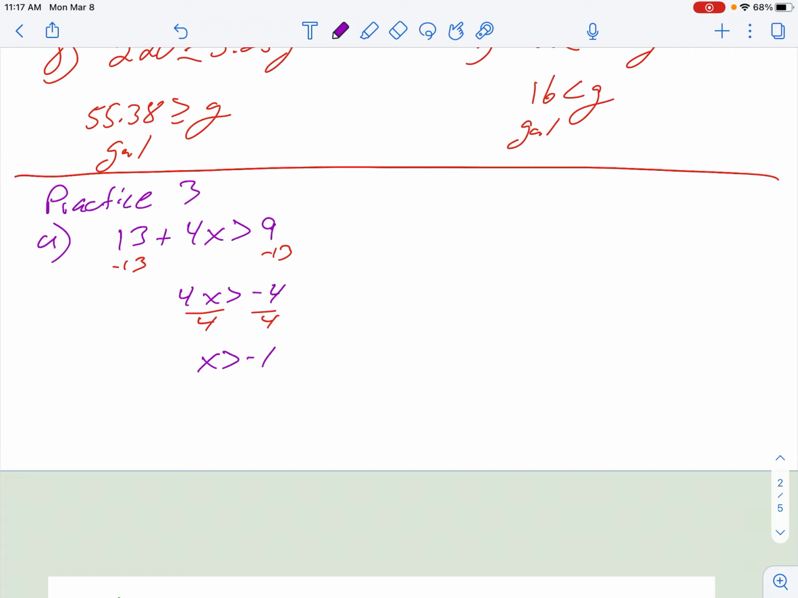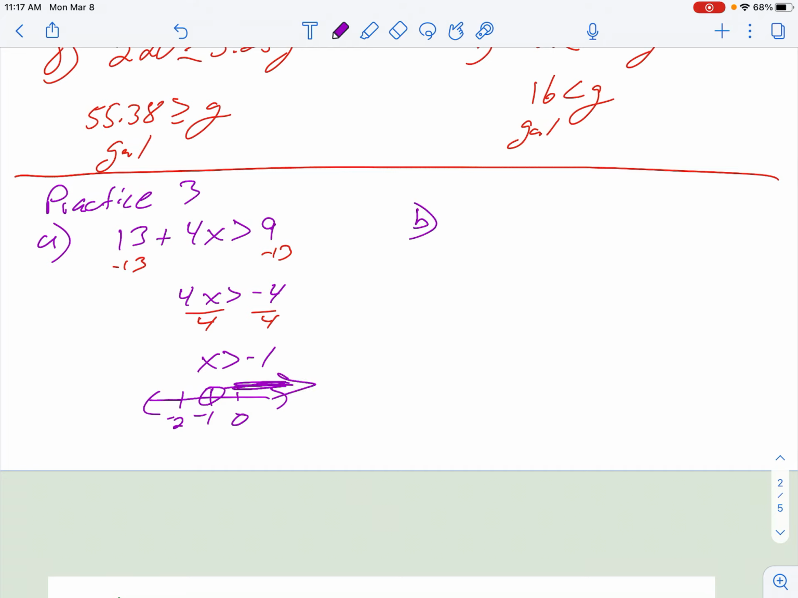I'm going to go ahead and just graph it out real quick, just so we have a graph of it. Doesn't ask you to, but I will just go ahead and do that. Negative 1 gets an open circle. We want numbers greater than that, so I'm shading to the right.